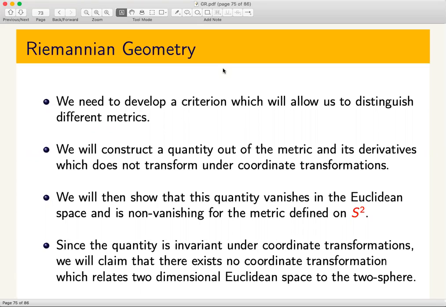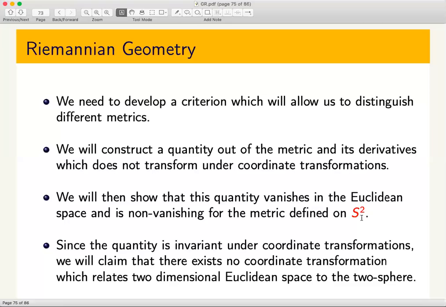Okay, so now what we want to do is to show that this quantity, whatever quantity we would be looking for, would vanish for the flat Euclidean space, and it would not vanish for a metric defined on S2. If that happens, then as I said just now, this quantity would be a litmus test to compare different geometries. Now, you could define only one quantity, and you may find that two different geometries have the same value for that quantity. But you could define yet another quantity and see whether they are the same or not. So there are multiple ways of comparing quantities, but let's try to construct at least one.